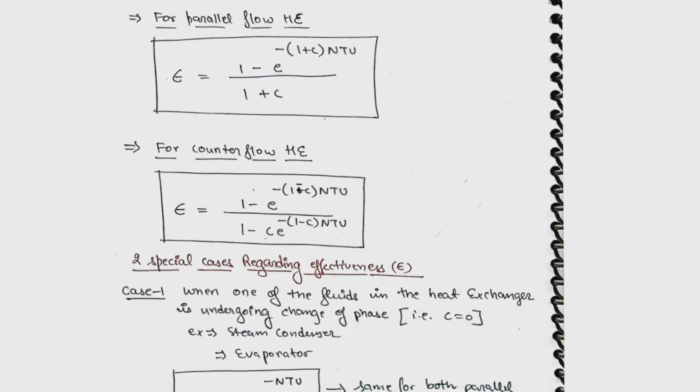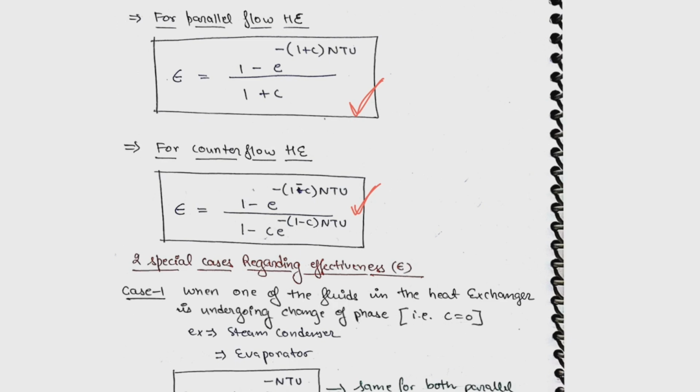For parallel flow heat exchangers, effectiveness can be written as 1 minus e power minus of (1 plus C) into NTU, divided by (1 plus C). For counterflow heat exchangers, it is 1 minus e power minus of (1 minus C) into NTU, divided by 1 minus C into e power minus of (1 minus C) into NTU. These are the basic formulas for effectiveness in the case of parallel as well as counterflow heat exchangers.